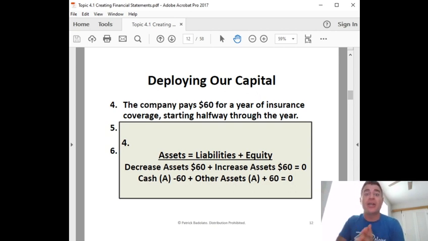I want to introduce that topic here. Insurance, right? This is going to be what's called a prepaid expense, where we pay in advance, and we're going to decrease our cash, but we're not actually recognizing it as an expense yet. We're just recognizing it as an asset because we still have value in this. We still get the coverage in the period going forward.